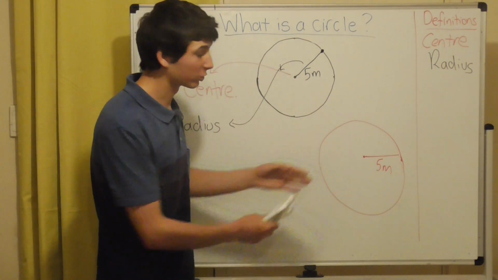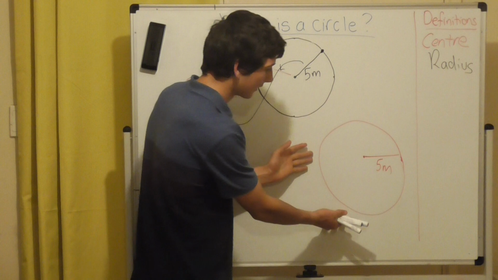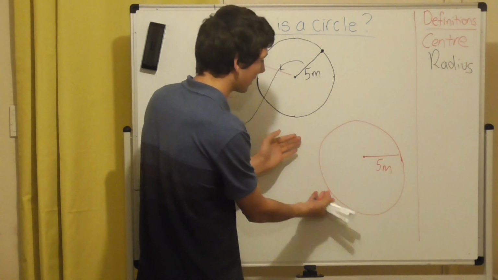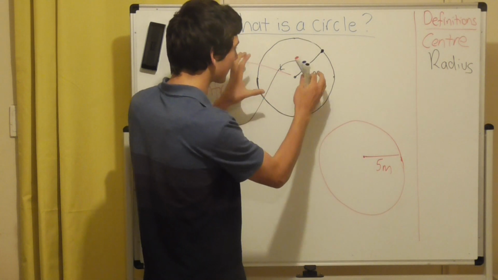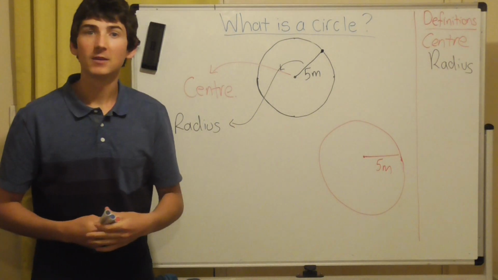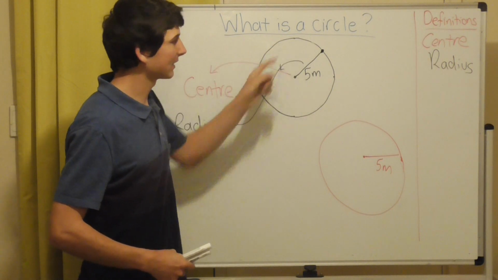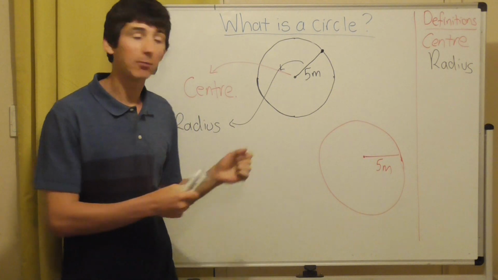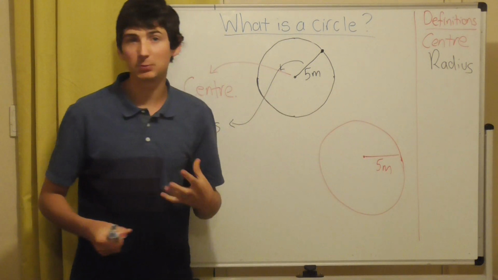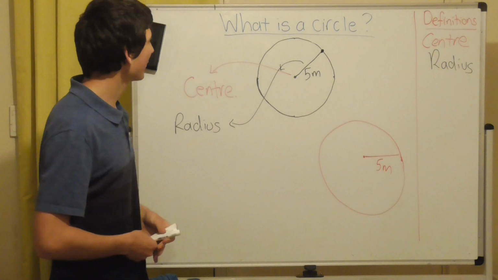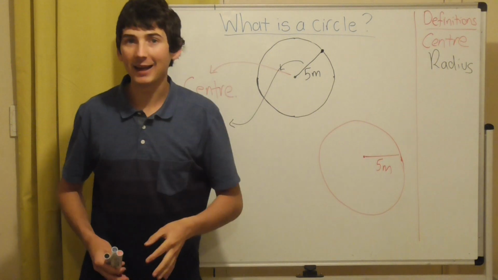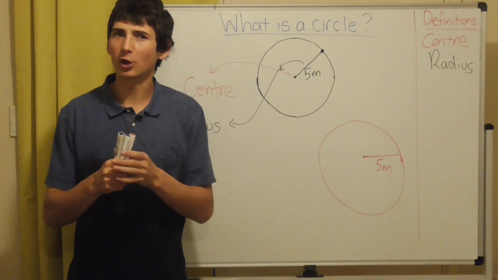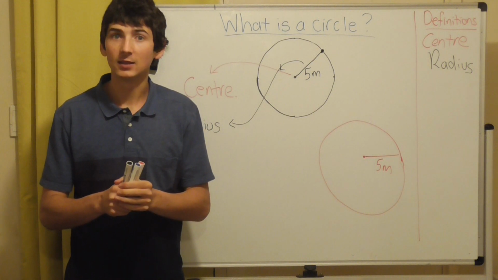All I'd have to do to convince you of that is have this circle here and move it up until it covers the exact same boundary that this one covers. And you'd be like, yeah, they're the same circle. They look the same when I put the center in the same spot. Alright, so now we know what a circle is and how to test if two circles are actually the same.